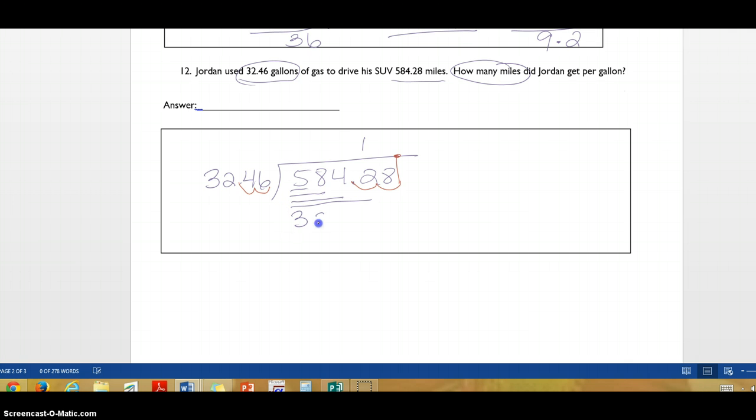So we're bringing down 3,246, subtracting, and you end up getting 2,596. Now we bring down this 8. Now this might take you guys a couple times to figure out how many times 3,246 can go into 25,968. It ends up being a total of 8 times.